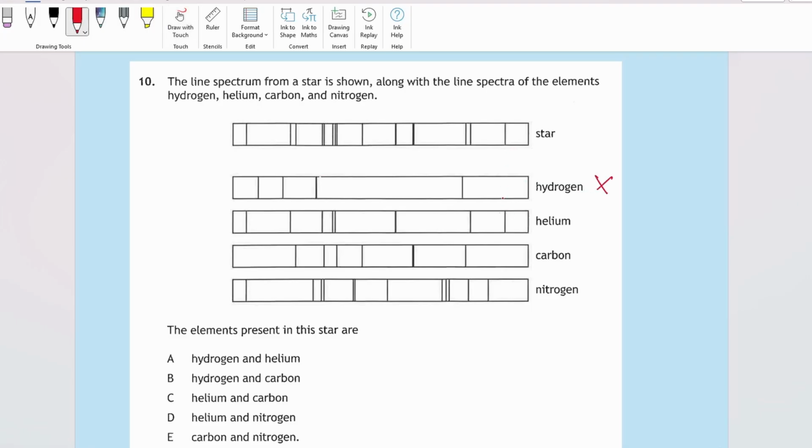Helium, we have this line matching here, this line matching here, this one, this one, this one, and this one. So helium's in the star, so we can tick that. Next we have carbon, so we have this line matching here, this line here, this line here, this line, this line, and this line. So carbon's in the star, so we can put a tick. And then the last one, nitrogen, and immediately we can see that this line does not match up. And let's just check, none of these lines match up over here. And that means nitrogen's not in the star. So the only answer can be helium and carbon. So the answer is C.